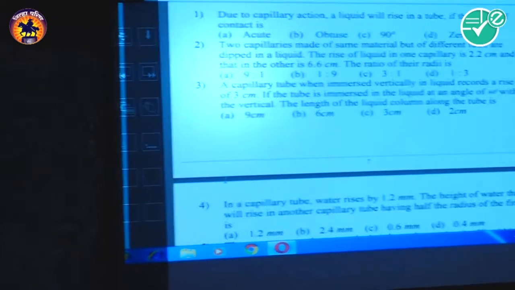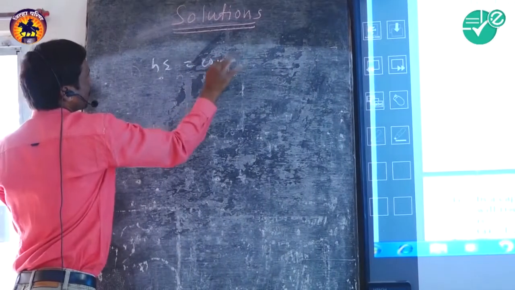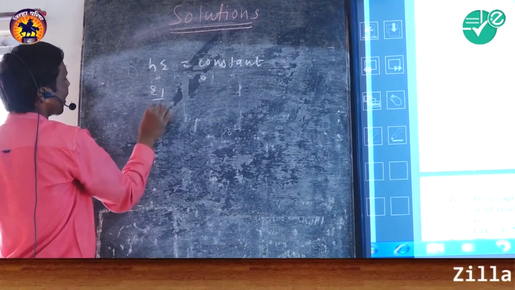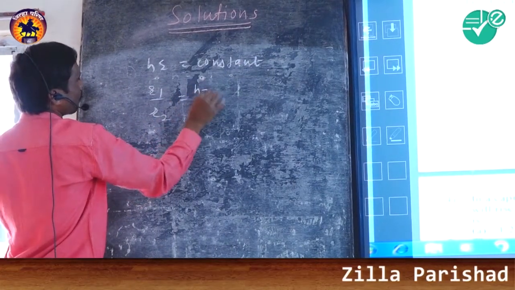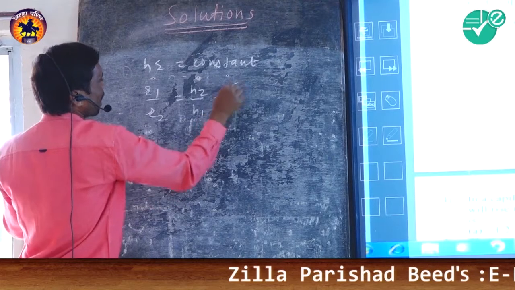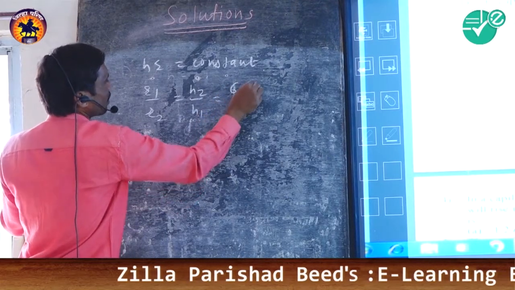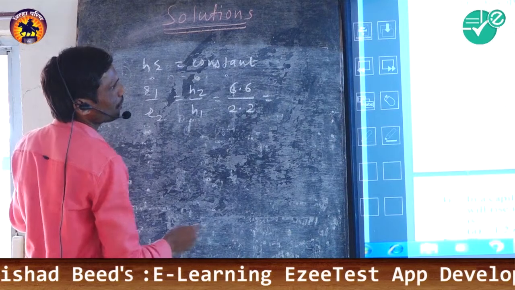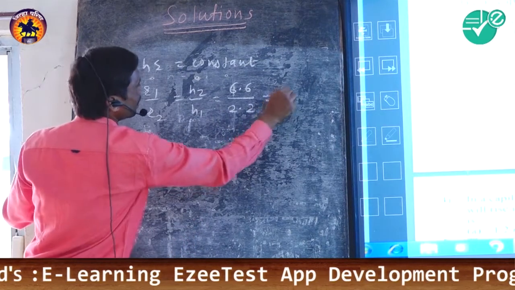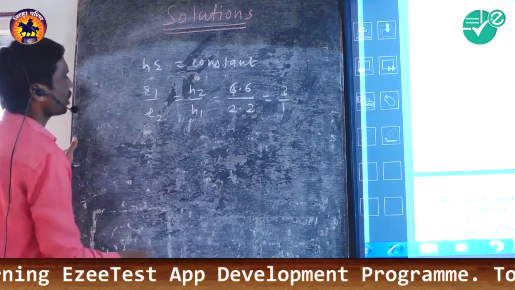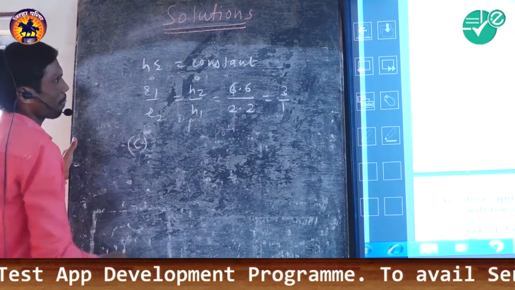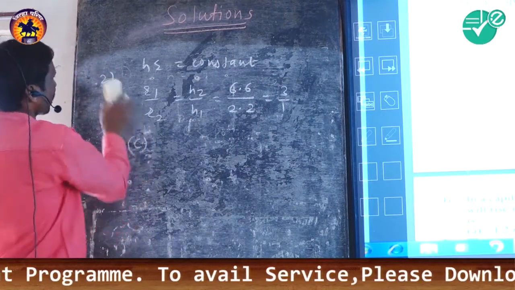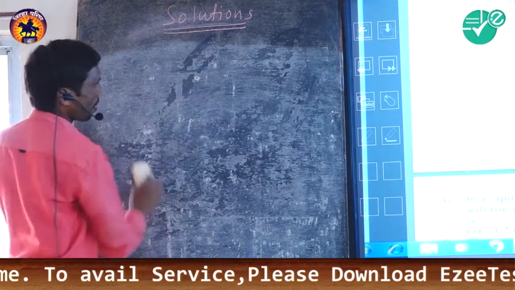We know here this h into r remains constant. So here R1 divided by R2 is equal to H2 divided by H1, and it is 6.6 and it is 2.2. So solving this or calculating this, we get it is 3 by 1. It means option C is correct. It is of the second MCQs. Then we shall take the third MCQs.